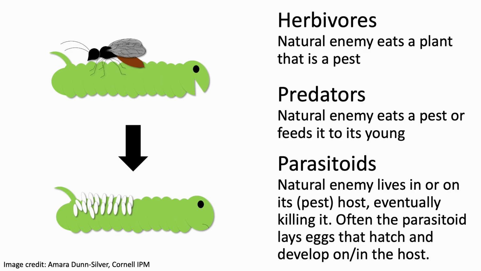The possible modes of action are herbivores that eat pest plants, predators that eat insect pests or feed the pest to their young, and parasitoids that live in or on pests, killing them slowly as they grow and develop. Which mode of action do you think is represented here?